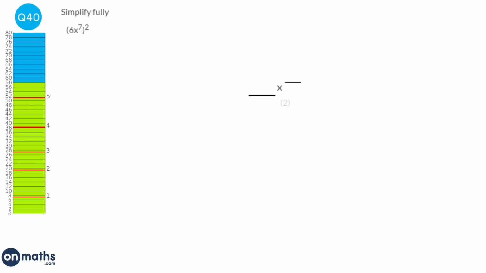When something is squared, you times it by itself. So another way of writing this is 6x to the power of 7 times 6x to the power of 7. The 6's can go together, and the x to the power of 7's can go together. And 6 times 6 is 36. And x to the power of 7 times x to the power of 7: when you times powers, you add them. So 7 plus 7 is 14. Something else you could have done is just squared the 6 to make 36. And one of the rules is that if you have a power on the inside of a bracket and a power on the outside of the bracket, you multiply them. So 7 times 2 is 14.